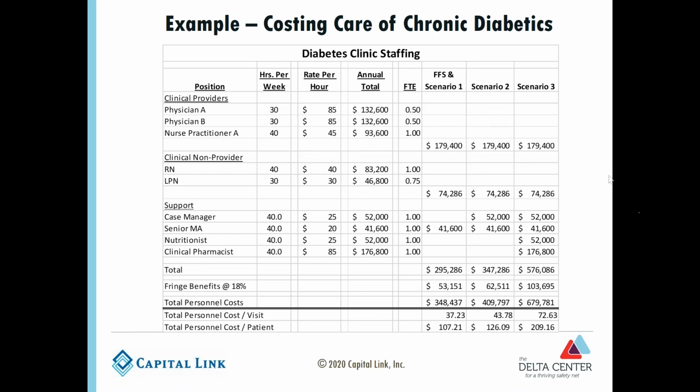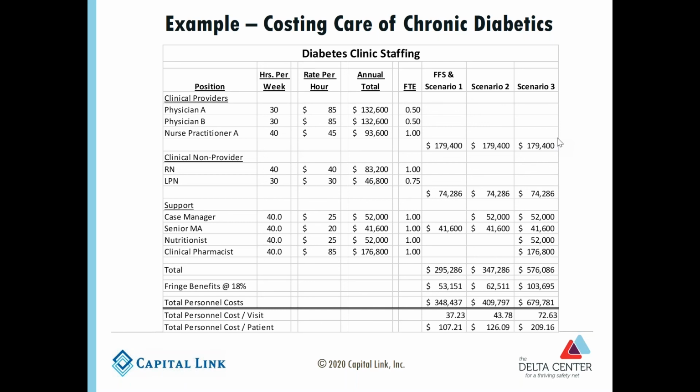So that 179.4 you see is kind of an average cost for one of this mix of providers at the top line. And then we're going to bring in a clinical non-provider, an RN or an LPN, whose average cost is going to be somewhere around $74,000, $75,000. So you can see where that goes. Stays the same under each of these scenarios. It's down below that we make the difference, all right?